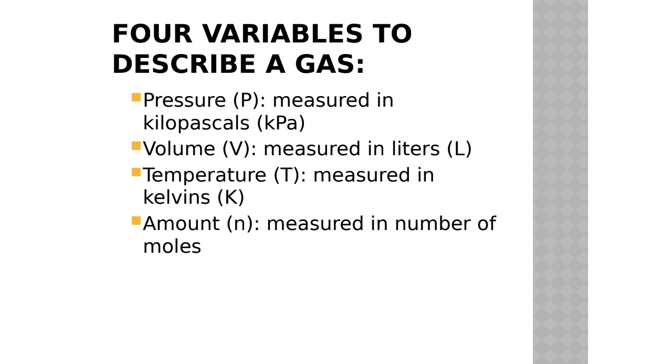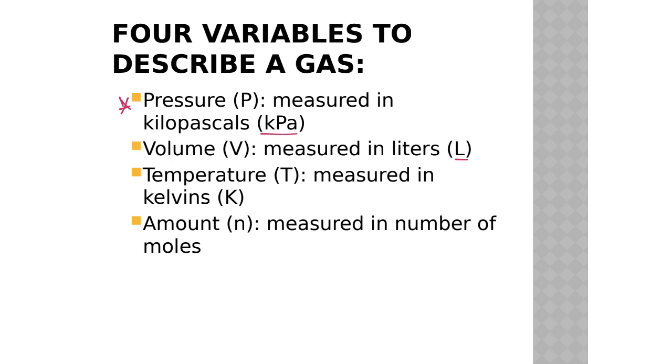So although pressure is a very common way to describe a gas, there are 4 variables that we do use to describe a gas and its behavior and its properties. Pressure is the most common, and it is typically measured in kilopascals, but as we saw, there's other equivalencies for the unit of pressure. We also can describe a gas by its volume, and typically we measure that in liters.